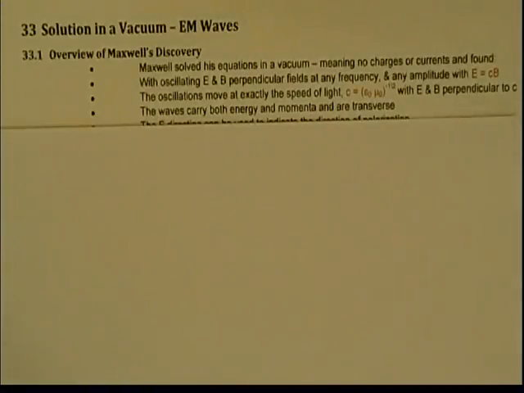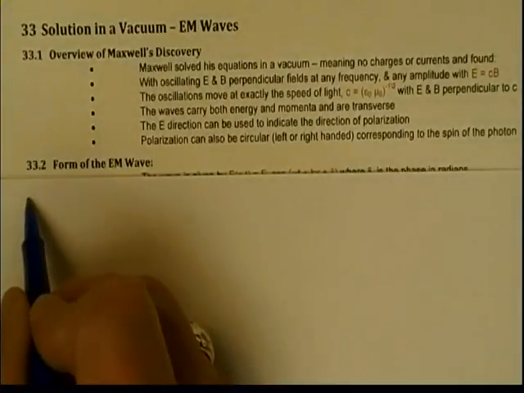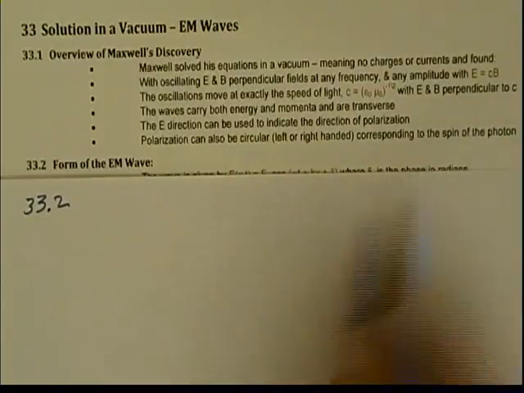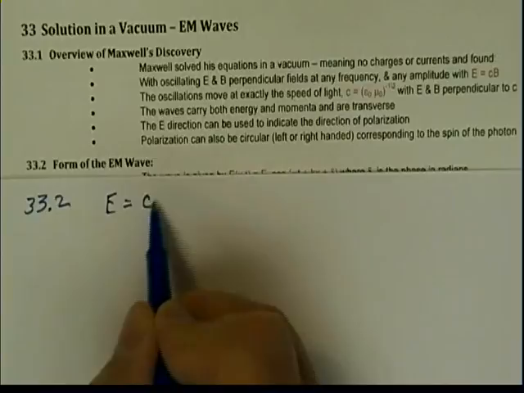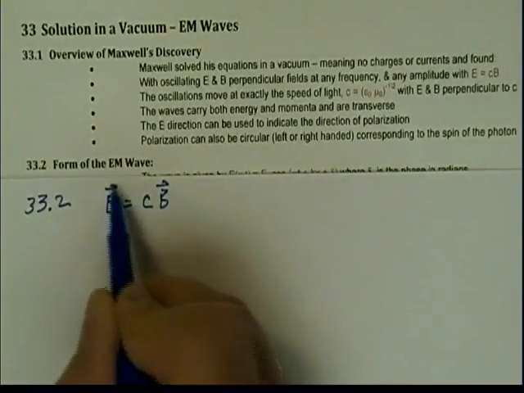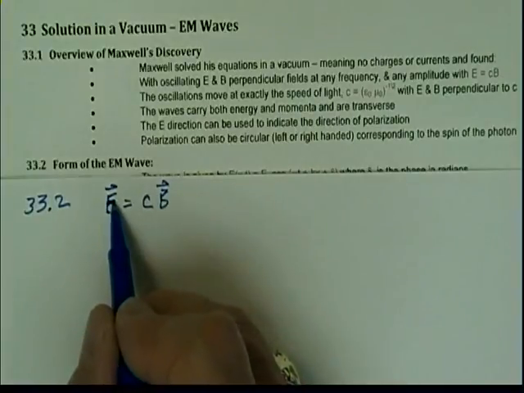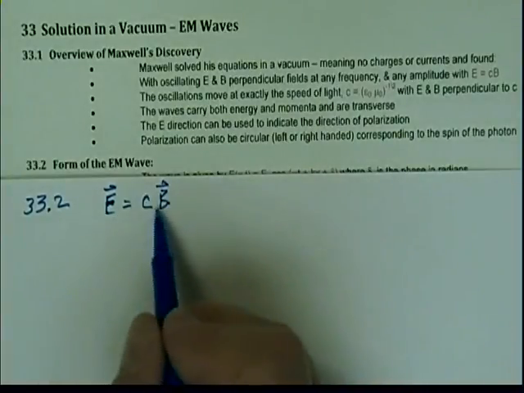This next section on electromagnetic waves looks specifically at the form of an electromagnetic wave. You recall that we just found that E must be equal to C times B. So the E can be anything we want. The amplitude can be anything. But once we fix the amplitude of E, then the amplitude of B is determined, or vice versa.